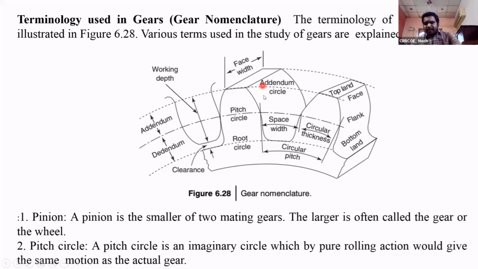This is the side, this is the face of the teeth, and this is the land, top land and bottom land. This is the thickness of the teeth, and the distance between two corresponding points of two teeth is called circular pitch. You know what pitch is. The circle going through the bottom of the teeth is the root circle, and the circle going through the top of the teeth is called the addendum circle. This is the face, this is the flank. You know everything about these gears, you have already learned.